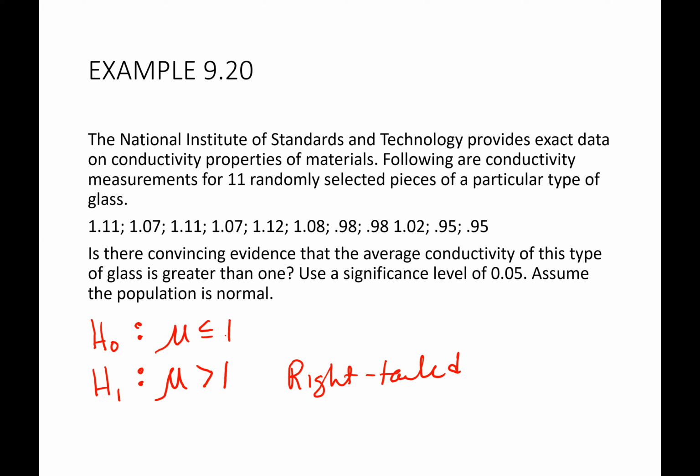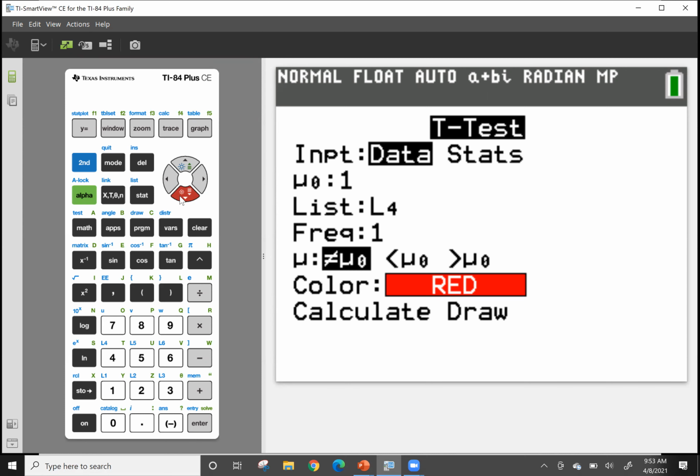Okay, and what are we testing? We're testing to see if the data support that the mean is greater than 1. So I'm going to put 1 in for mu sub 0. The list that I'm using is L3, so I need to make sure that I tell my calculator the correct list to calculate the statistics from. I don't have a frequency list, so that's just going to be 1. And this is a right-tailed test, right? We're trying to determine if it's greater than 1. So I'm going to highlight greater than. And then I'm going to go back down here and calculate it.